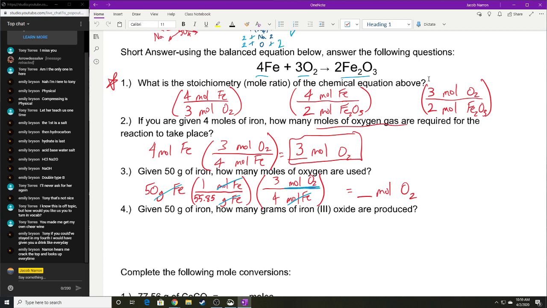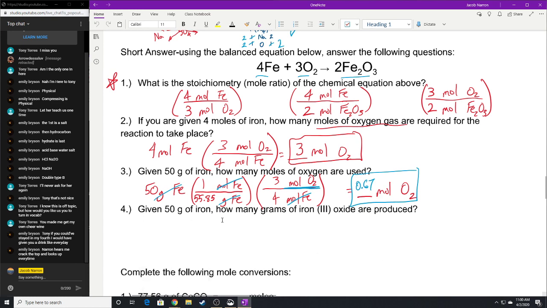I'm going to do some math really quick if I can find my calculator in this pile of papers. There we go. 50 divided by 55.85 times 3 divided by 4, and I get 0.67 moles of O2. I'm going to put a box around it. Always box your final answers, please. If you're watching this right now, please do that.